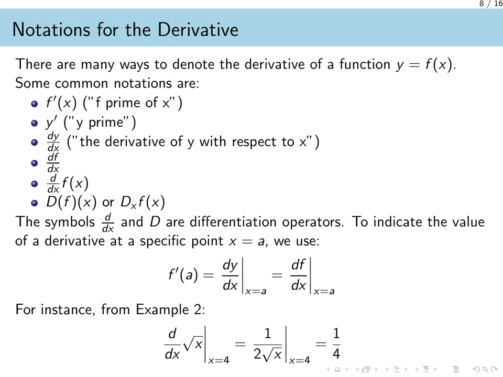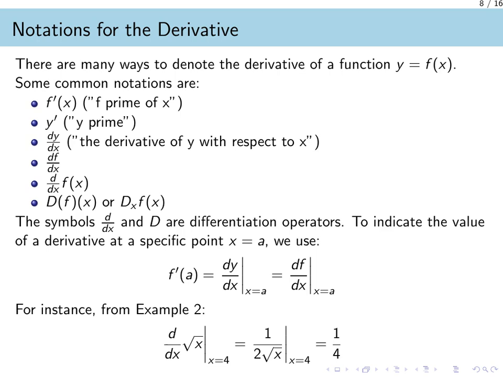Now that we understand what a derivative is, let us learn the different ways to write it down, because you will see all of these notations used. The most compact forms are the prime notations, such as f prime of x or y prime. Another very common way is Leibniz notation, which looks like a fraction, dy over dx, and is read as the derivative of y with respect to x. The symbols d over dx and capital D are called differentiation operators, which are simply instructions to perform the action of differentiation on a function.